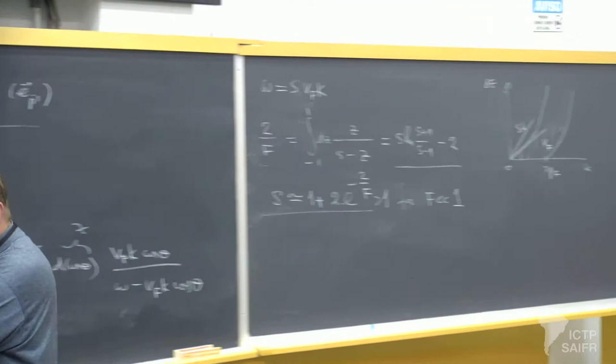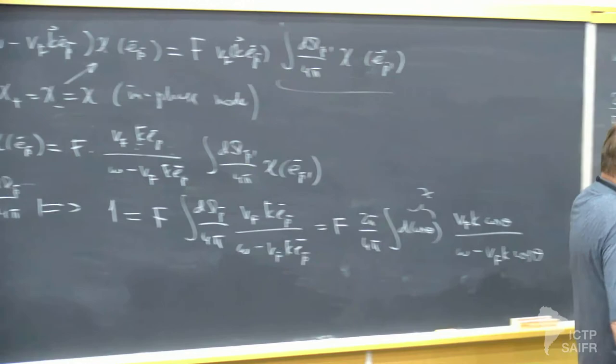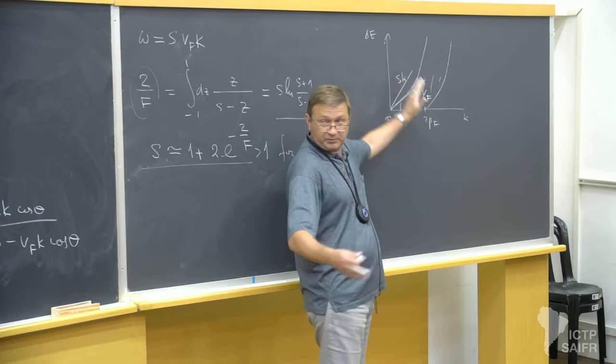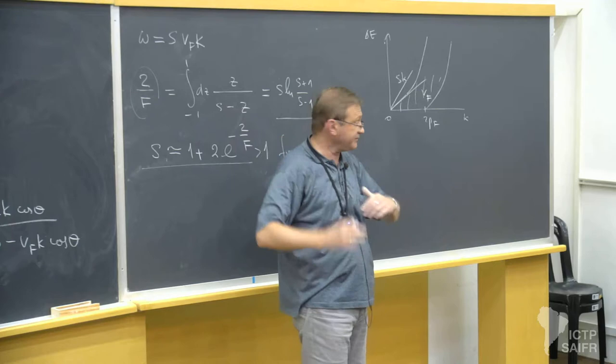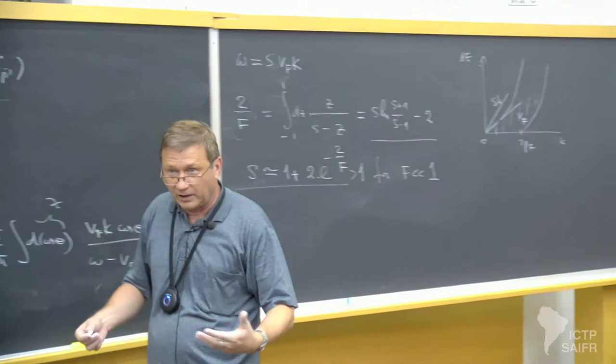Zero sound, if you wish, is a collective coherent motion of particle-hole excitations, which is pushed away from this continuum of single particle-hole excitations. This is the single particle-hole excitation continuum, and this is the collective mode, which is coherent, because it's a deformation of the Fermi surface. It's particles or holes, depending on whether delta N is positive or negative. This is pushed outside of this continuum, which makes it long-living. So that's why it is well-defined, and doesn't decay very fast.